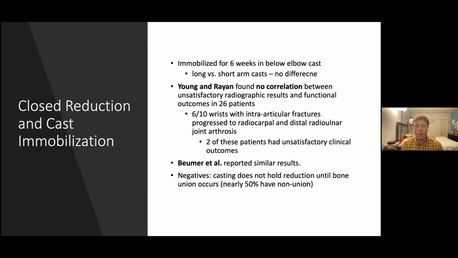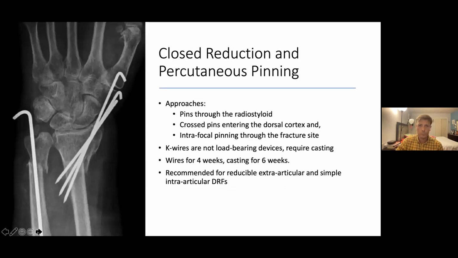There were a few risks that did result in joint arthrosis, but only 2 out of the 6 patients that developed arthrosis had unsatisfactory clinical outcomes. Negatives of casting: casting does not hold the reduction well until the bone union forms. So in elderly patients, per the study, nearly 50% of these patients put in casts and immobilization result in non-union of the bone.